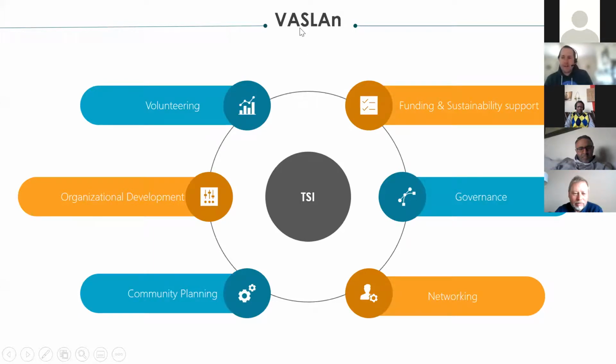So Voluntary Action South Lanarkshire is one of 35 TSIs in Scotland. A TSI is a third sector interface, which is an organisation that supports the third sector in all its guises. So from social enterprises to charities, large and small. We're talking from large national organisations right down to guides and brownie troops and everything in between.